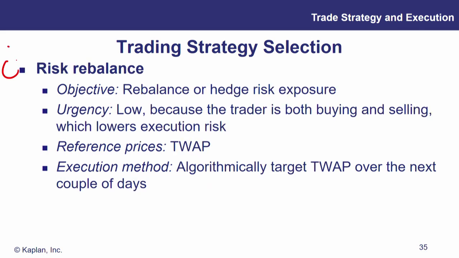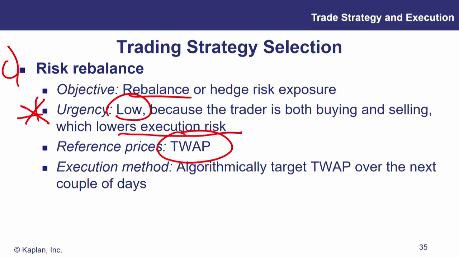How about a risk rebalance? What's the objective? Rebalance the portfolio. Urgency is low, because I'm both buying and selling, that lowers my execution risk. Make sure you're aware of that. What's the best reference price? In this case, it's the TWAP.